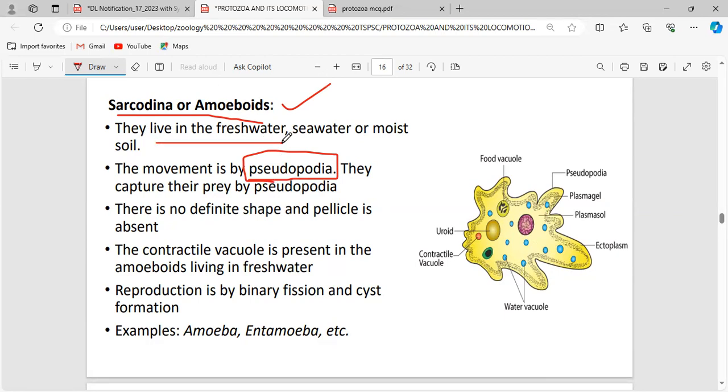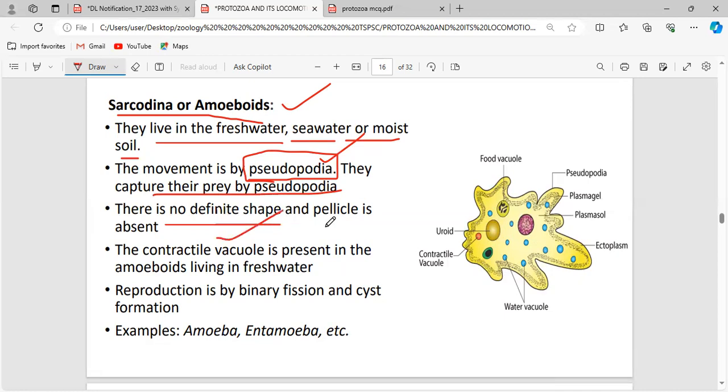They live in fresh water, sea water, or moist soil. This pseudopodia is necessary for locomotion, and it is not only meant for locomotion but also to capture their prey, so it is their food acquiring organelle. And there is no definite shape. Right from childhood days, we have been reading that amoeba has no definite shape. It is irregular in shape.